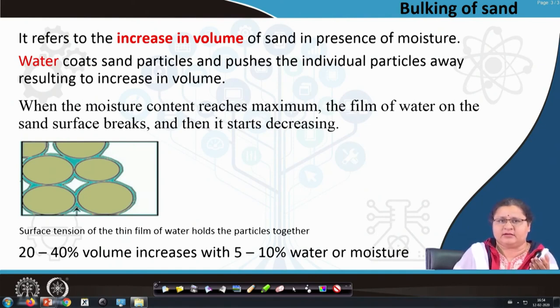On the other hand, you are actually adding more water to the system, to the mix, which is also not desired. As I told you, water you have to give in a very measured quantity to achieve the maximum strength out of the same mix.